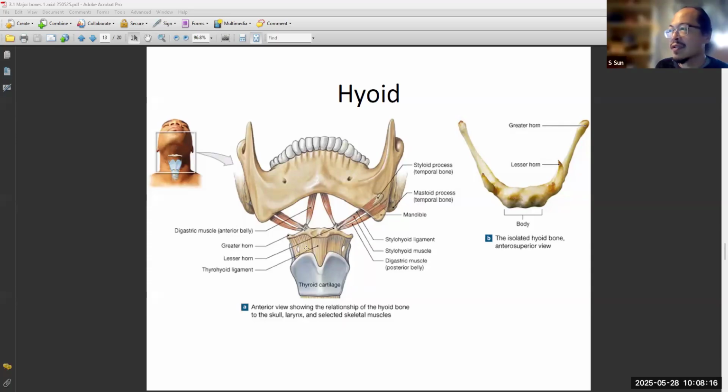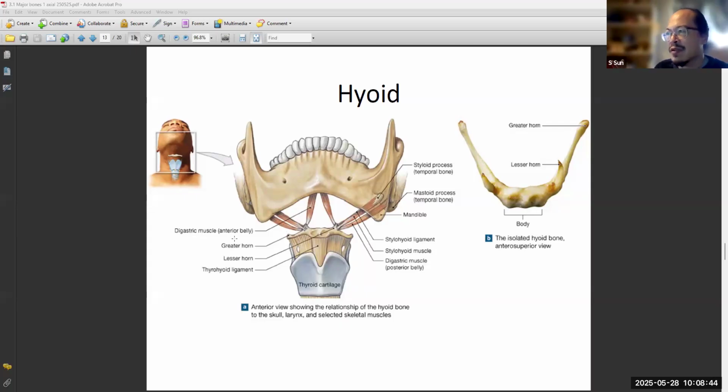You can see hyoid has the ligament. This is the thyroid cartilage. This one allows the thyroid gland to sit on it. And then yeah, so this is the hyoid. Hyoid has muscle attached to our mandible. We are going to talk more about muscles in the next lecture.